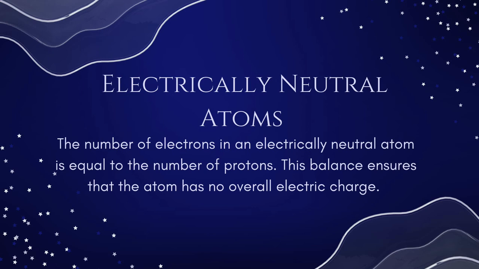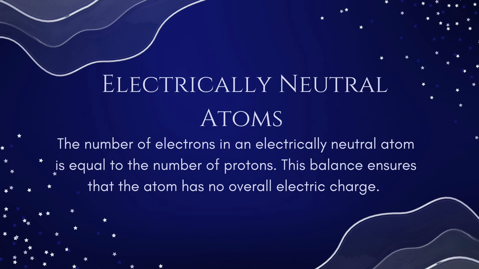So now let us talk about the electrically neutral atom. So before going to that, let us first define what is an atom. So an atom is the smallest particle that has the properties of an element. So it is defined as the smallest unit of an element that retains the chemical properties of that element. And it is made up of three types of particles, namely the protons, neutrons, and electrons.